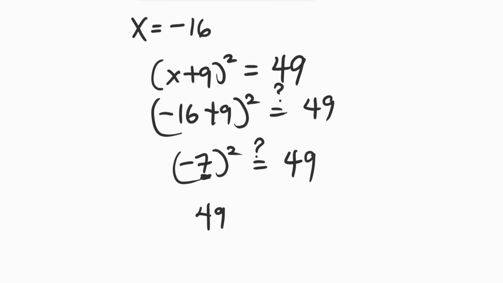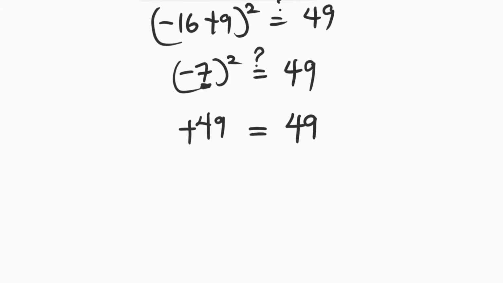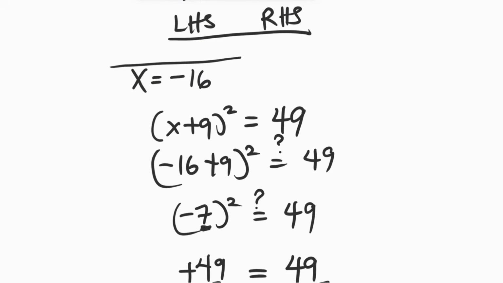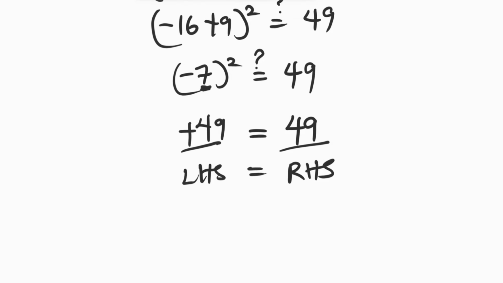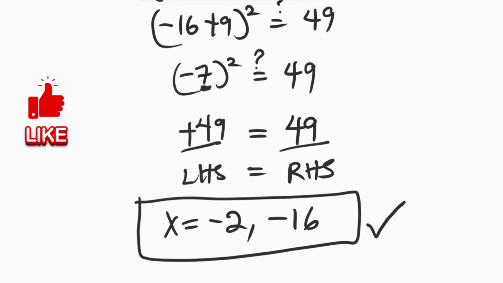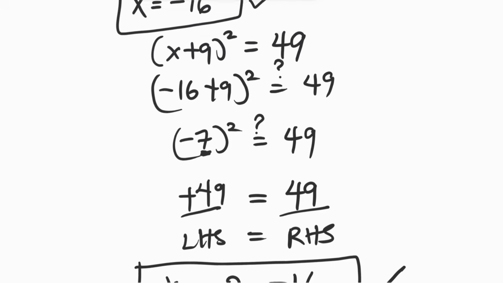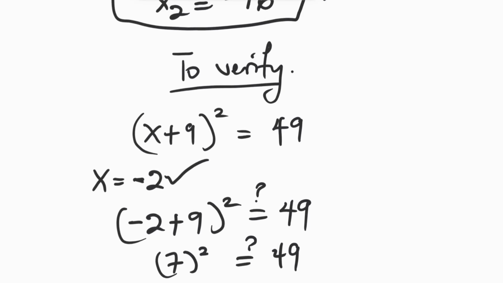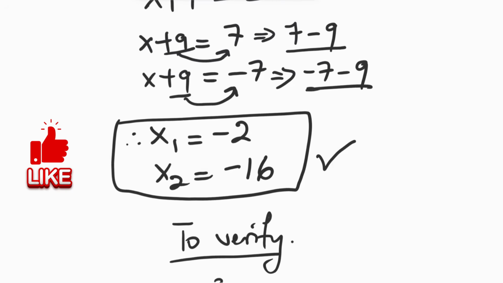Okay. So 7 squared is 49. Minus squared, which is minus times minus, will give us positive. Okay. So 49 on the left hand side and also positive 49 on the right hand side. So therefore, our left hand side is equal to right hand side, meaning that our value of x, which is minus 16, is also correct. So our x is minus 2 and minus 16. These are the correct answers to the question.